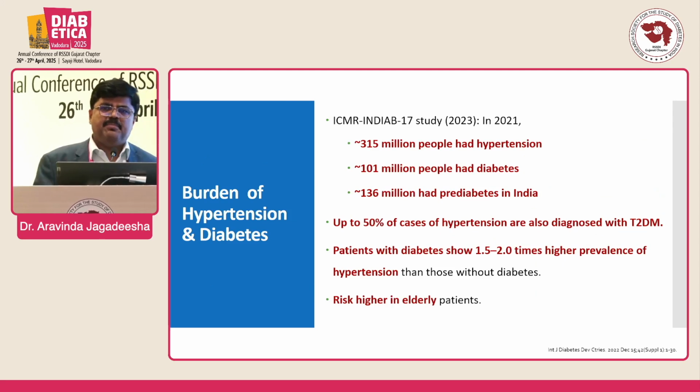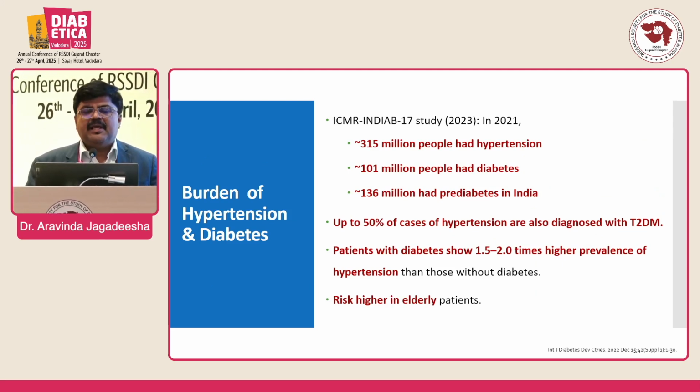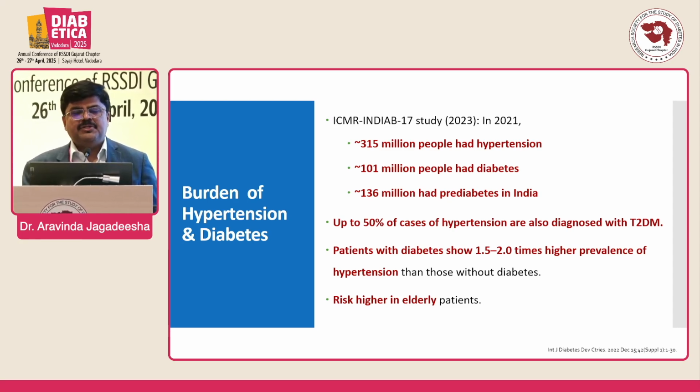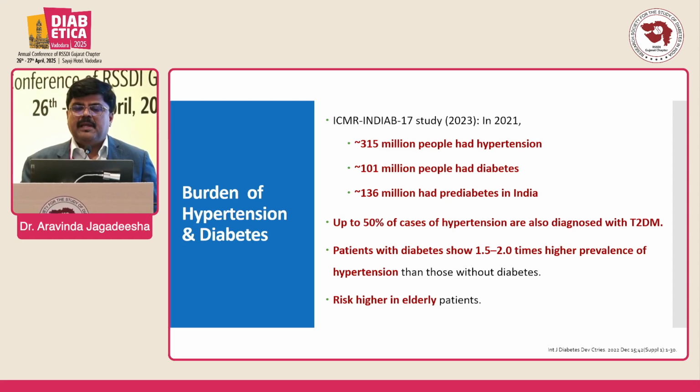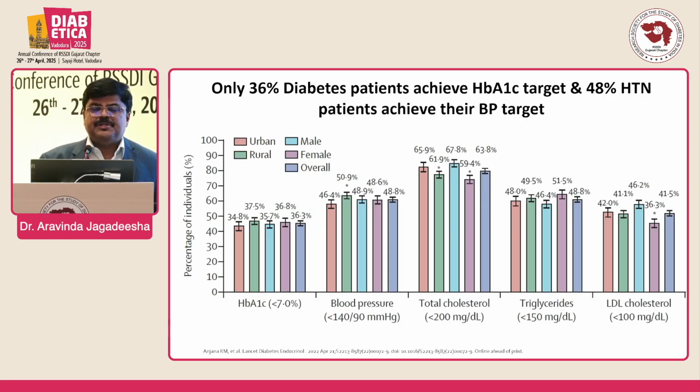If you take the burden of hypertension and diabetes, ICMR data show there are 315 million people with hypertension, 101 million with diabetes, and 136 million with pre-diabetes in India. Up to 50% of cases of hypertension are also diagnosed with type 2 diabetes. Patients with diabetes show 1.5 to 2 times higher prevalence of hypertension than those without diabetes. The risk is higher in elderly patients.